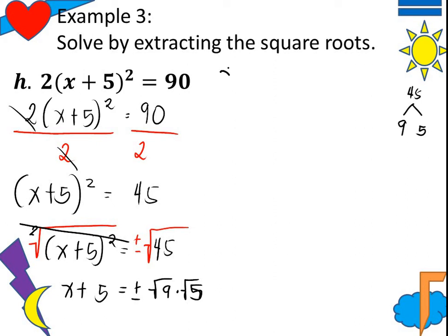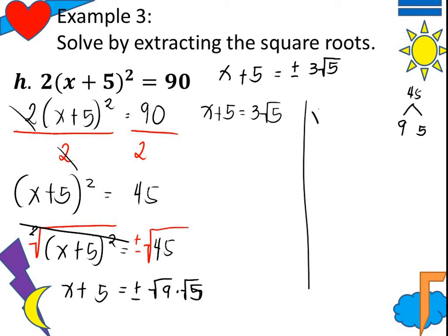Simplifying further, we have here x plus 5 is equal to positive negative square root of 9. Two same numbers, if you multiply, that will give you 9. So that is 3. Then 2 numbers, if you multiply, that will give you 5. So wala. So copy square root of 5. So you have two solutions here. X plus 5 is equal to positive 3 square root of 5. X plus 5 is equal to negative 3 square root of 5.